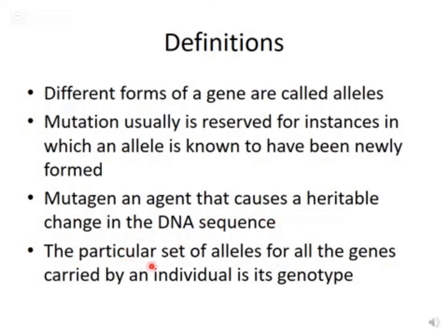The particular set of alleles for all the genes carried by an individual is called its genotype. So if you collect all the allele sets, and we know for each gene we have two alleles, one from your paternal cells and one from your maternal cells, the genotype is the collection of all the alleles in all the genes that are carried by yourself.